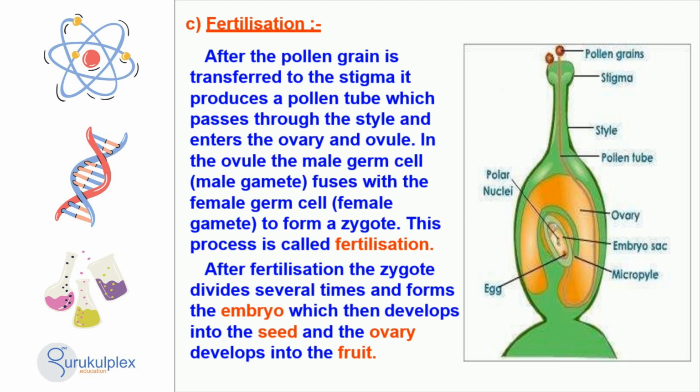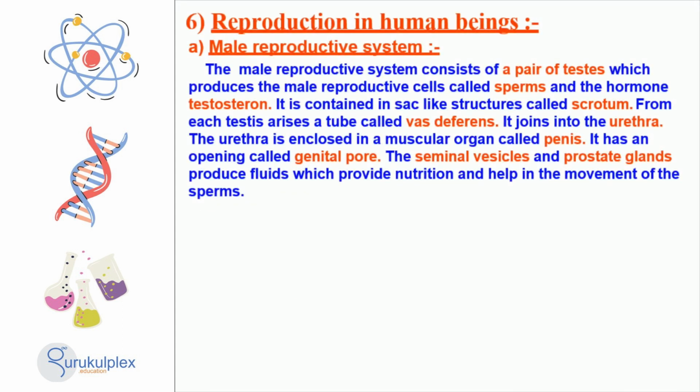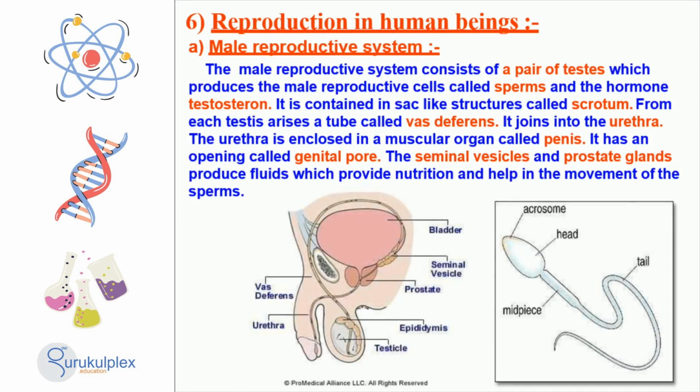a fruit. The male reproductive system consists of a pair of testes which produce male reproductive cells, also known as sperms, and the hormone testosterone. These testes are housed in sac-like structures called scrotum. From each testis arises a tube called vas deferens which connects to the urethra, an organ enclosed in a muscular tube called the penis, with an opening known as the genital pore. The seminal vesicles and prostate glands provide nourishment to the sperms and assist in their transportation throughout the body.